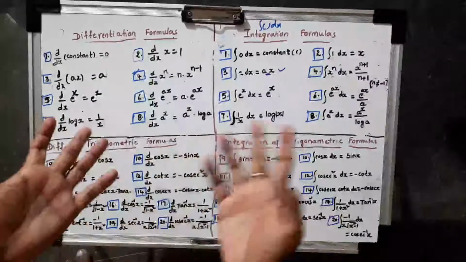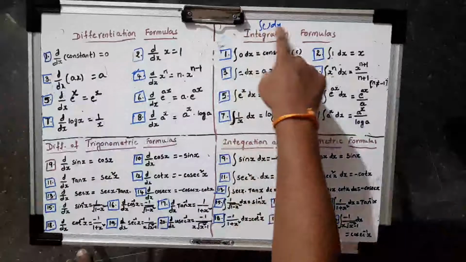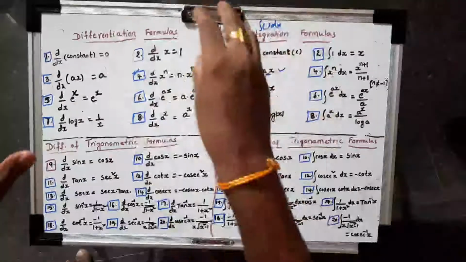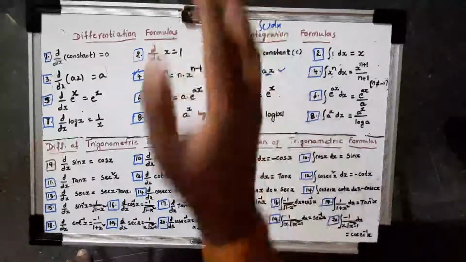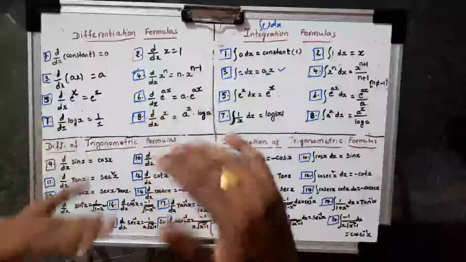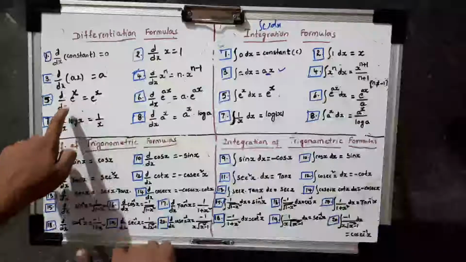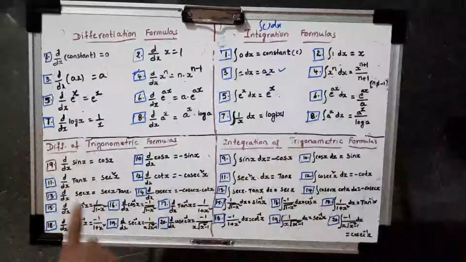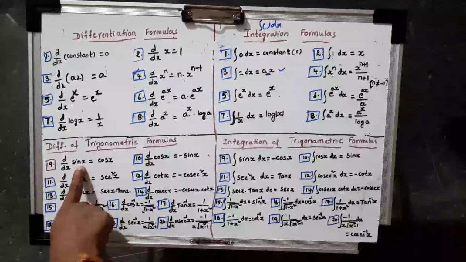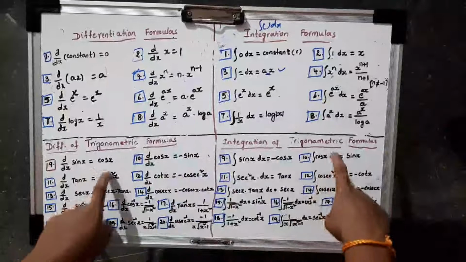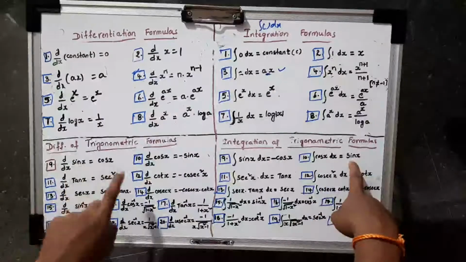When you say integration, the integration symbol and dx are all there, but we only have to focus on the term which we are integrating. Similarly in trigonometric functions, see here, sin x derivation is cos x. See here, cos x integration is sin x, quite opposite.